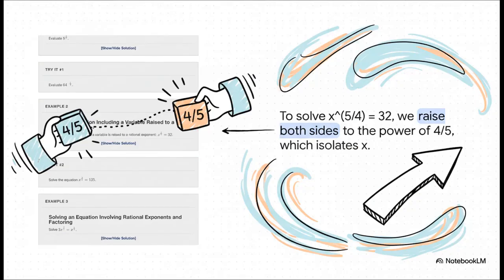And check this out in action. See how raising both sides to the power of 4/5 just poof, clears away the exponents on the x? It completely transforms the problem into a much simpler calculation.